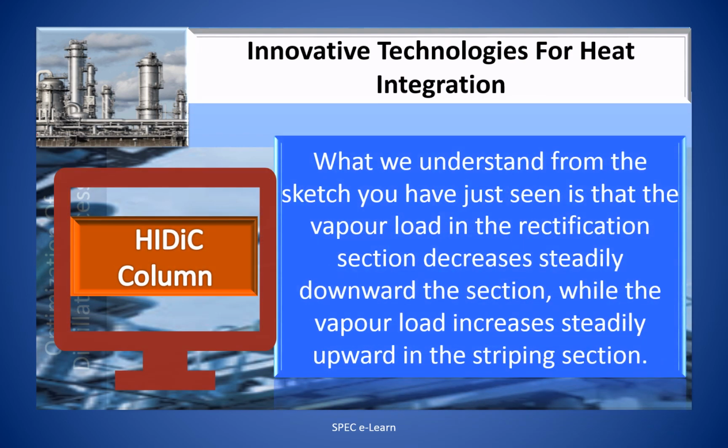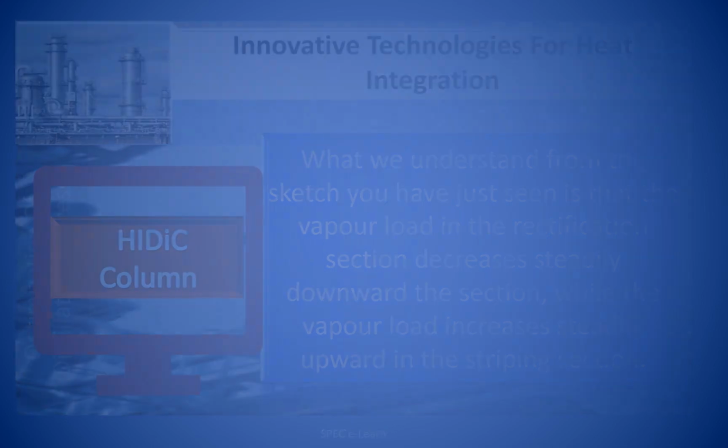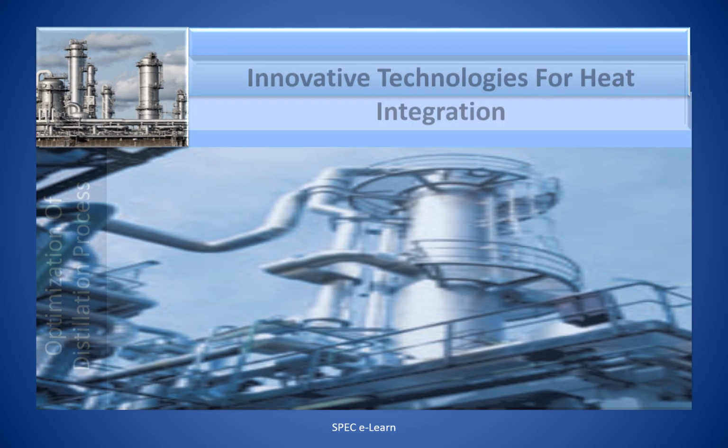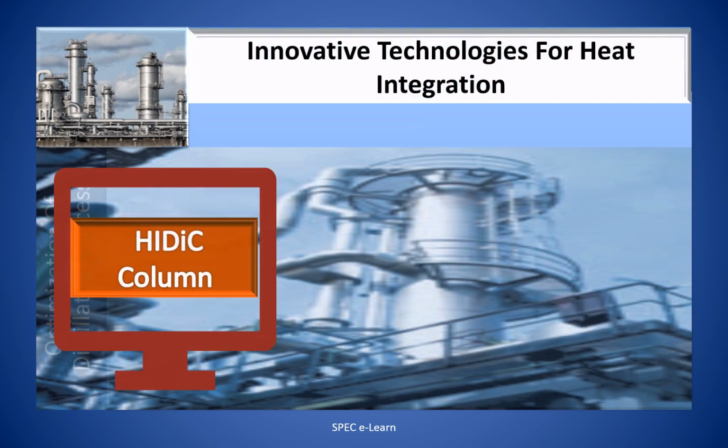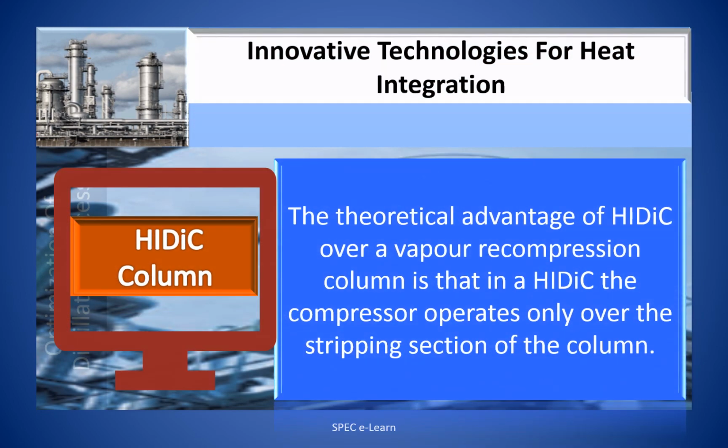What we understand from this sketch you have just seen is that the vapor load in the rectification section decreases steadily downward in the section, while the vapor load increases steadily upward in the stripping section. The theoretical advantage of HIDiC column over a vapor recompression column is that in HIDiC the compressor operates only over the stripping section of the column.